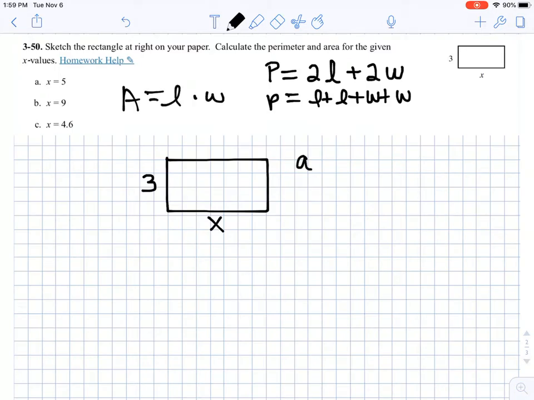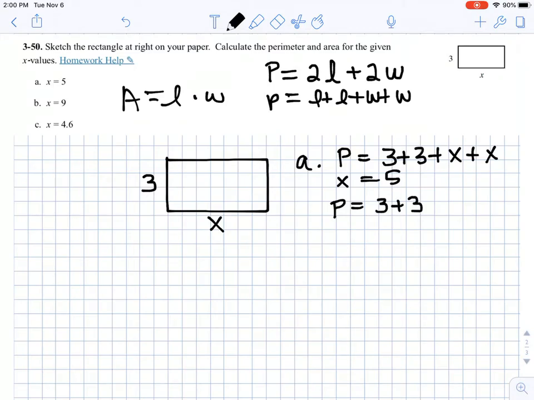So for A, if we find the perimeter, it's going to be 3 plus x plus 3 plus x. And they say that x is equal to 5. So we can rewrite the perimeter as 3 plus 3, and instead of x, I can put 5 plus 5. So the perimeter would be 16.